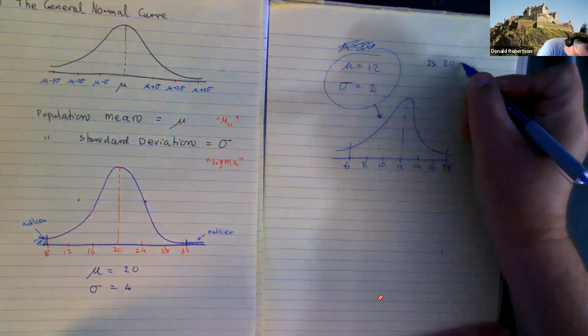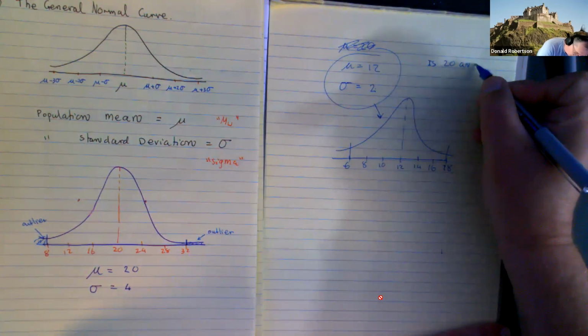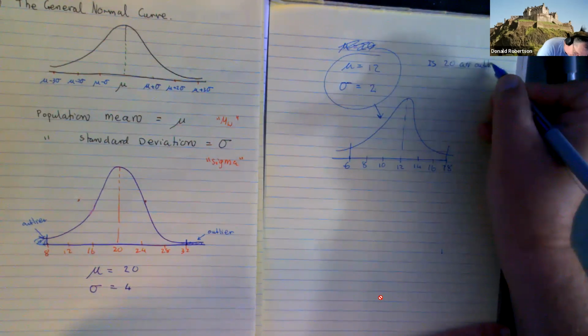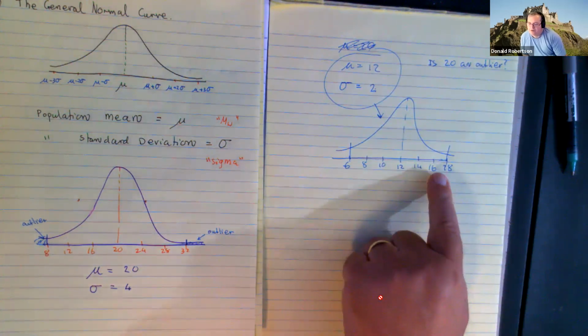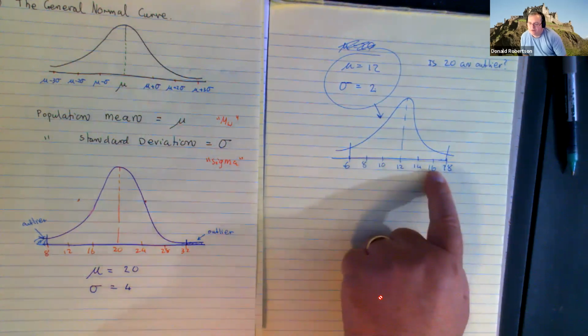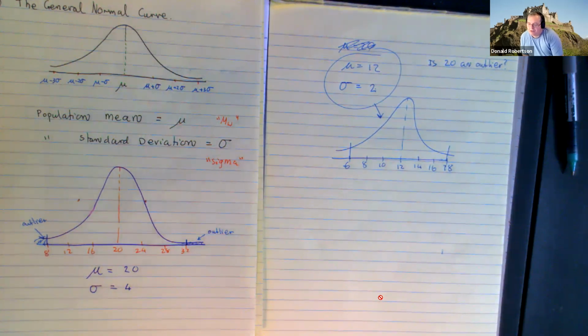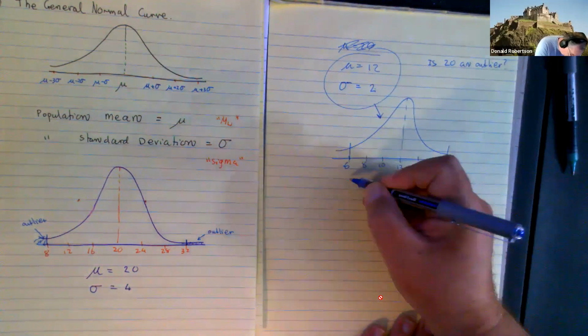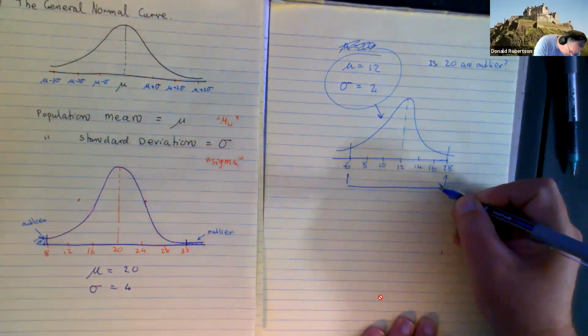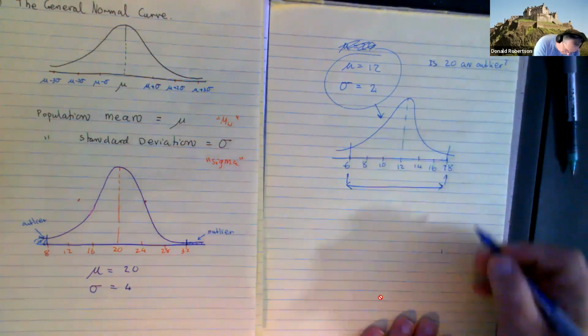Is 20 an outlier? Well, look at this data. Would 20 be considered an outlier? Yes. In fact, anything that goes beyond these two numbers, 3 standard deviations either side, is an outlier.